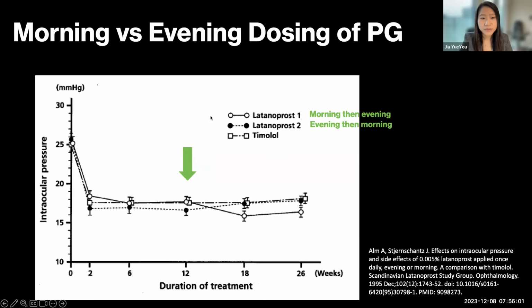If we look at the latanoprost group, the patients in the white circle got morning doses of latanoprost in the first 12 weeks, and then afterwards they were switched to evening dosing in the next 12 weeks. And we can notice already that there's a decrease in the pressure when they start taking their drops in the evening. The same is true if we flip it around. The patients in the black circle got their latanoprost in the evening in the first 12 weeks. Then the same patients got their drops in the morning, and the pressure went back up. So in both circumstances, latanoprost in the evening shows a little bit of a pressure reduction compared to latanoprost in the morning.